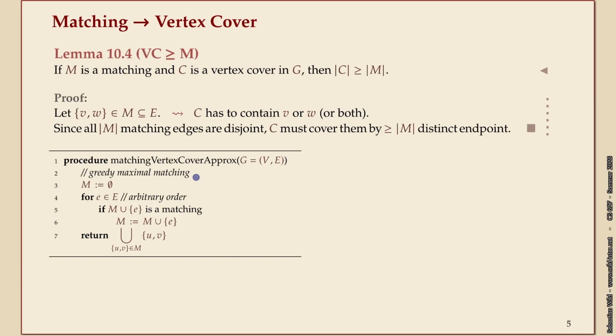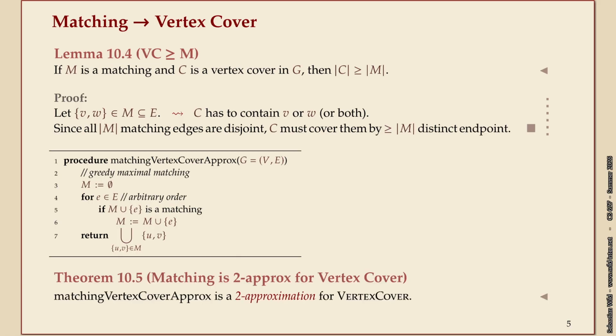Find an arbitrary maximal matching. We can do that with this greedy algorithm that I just sketched before. Here it's spelled out. You start with the empty set, you go through the edges in some arbitrary order and try to add each. And if that is no longer a matching, then you discard the edge, but if it is, you keep it. Now what's the output? You take for every matching edge both endpoints into your vertex cover. And that's going to be a 2 approximation for vertex cover.